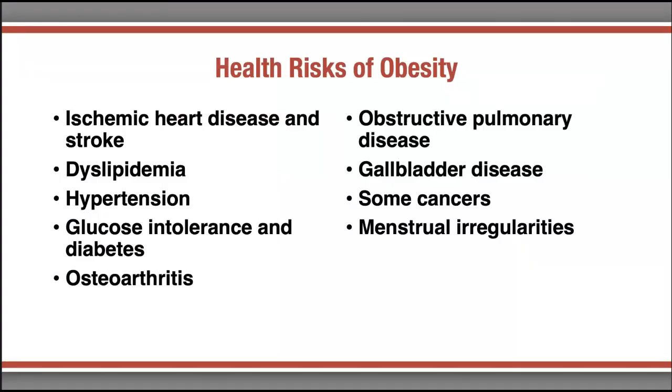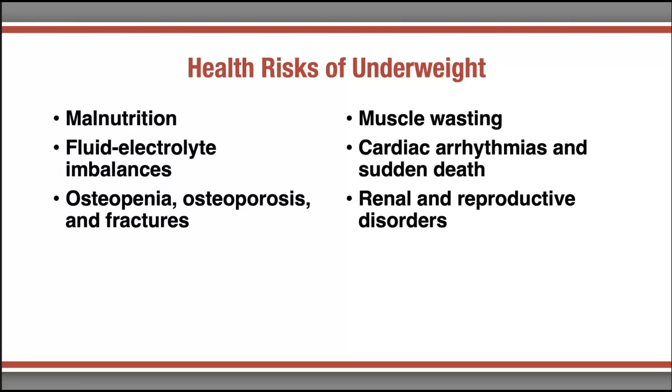So we all pretty much know this every time. But here are the things that could happen if somebody is obese. We could have heart disease and stroke, dyslipidemia, hypertension, high blood pressure, glucose intolerance, diabetes, osteoarthritis, gallbladder disease, cancers, menstrual irregularities, and obstructive pulmonary disease. All these things are possible if you're obese. If you're underweight, it could go the opposite.